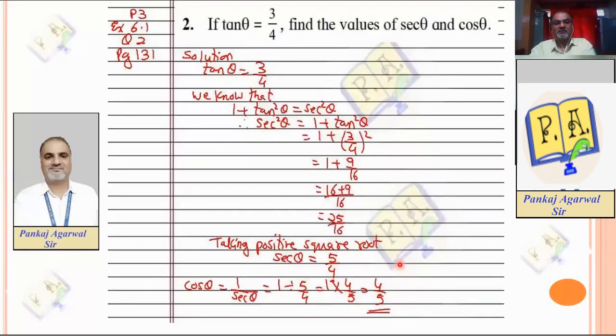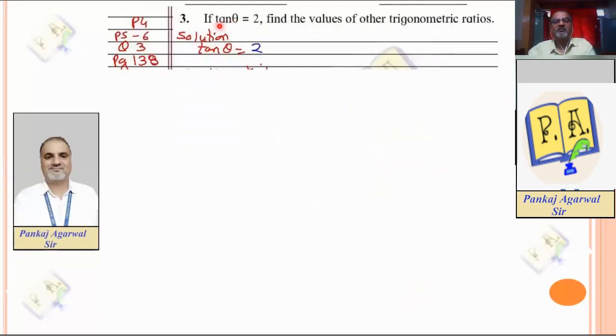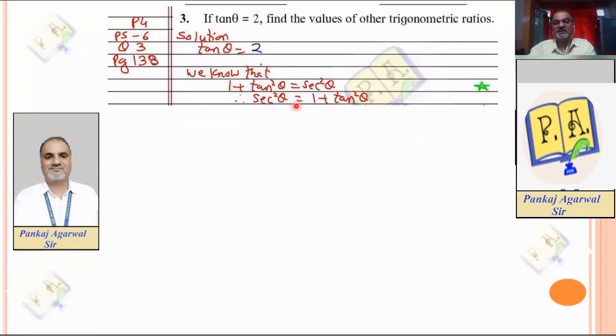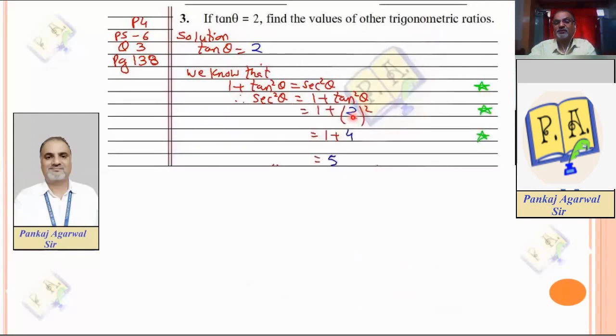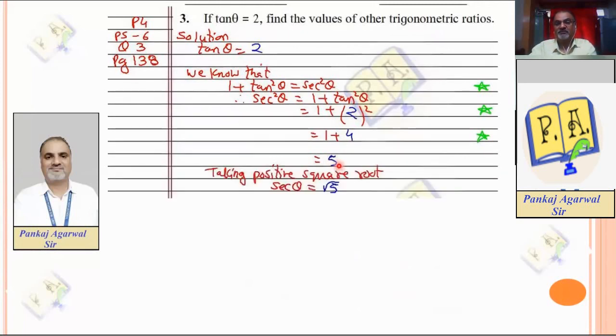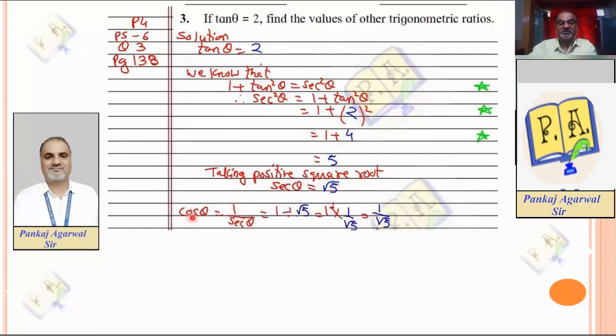Now, again P4: if tan theta is 2, find all the other trigonometrical ratios. Again, we know the identity, sec square theta is 1 plus tan square theta. How much is tan theta? 2. 2 the whole square is 4. So how much is sec square theta? 5. Take the positive square root. I cannot simplify it, so it is square root of 5. I can immediately find cos theta: 1 upon sec theta is equal to 1 divided by root 5. I got 1 upon root 5. Now it is interesting. Tan theta I know, 2. Sec theta I know, square root of 5. Cos theta I got the answer 1 upon root 5.